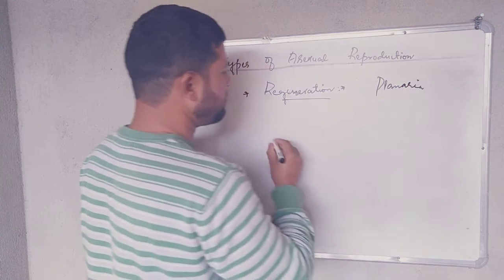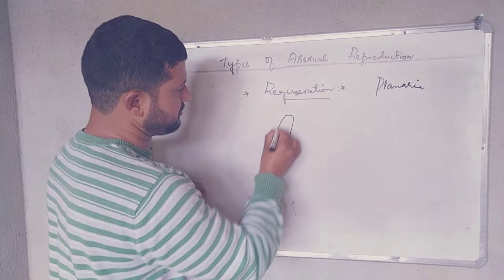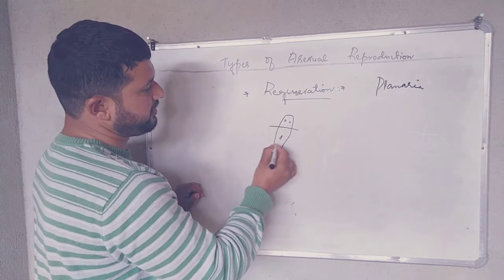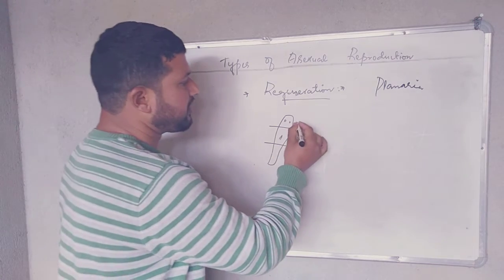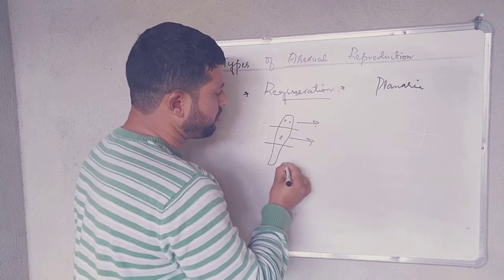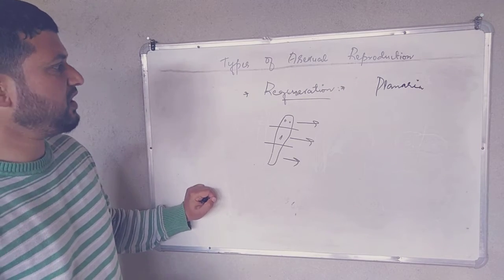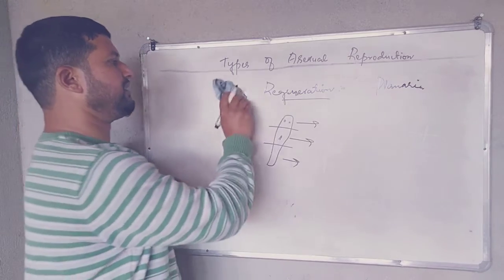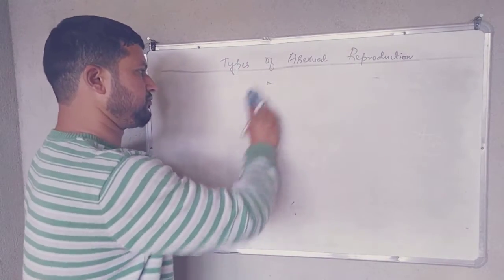If somehow the body of the Planaria gets separated into two or more parts, each part has the capability to grow into a new organism. There is one more type of asexual reproduction, that's fragmentation.